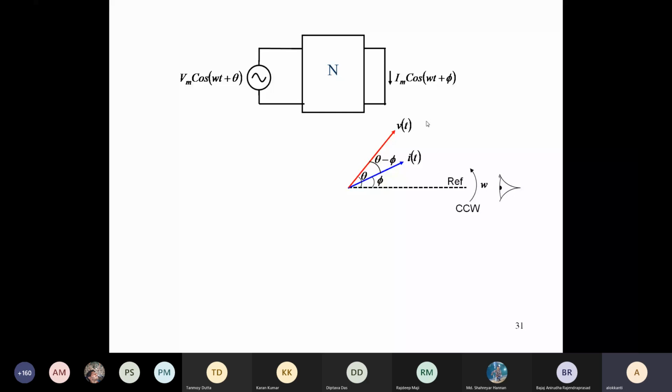In many of the earlier problems, we were showing that the current phasor or the voltage phasor is aligned to the reference. In that case, it is very easy to calculate those angles. But if the voltage phasor is at a certain angle theta and the current phasor at a certain angle phi, then the relative difference between them is theta minus phi.